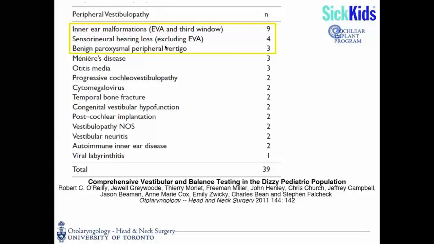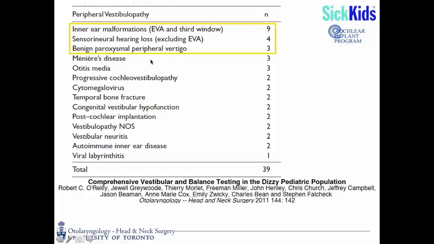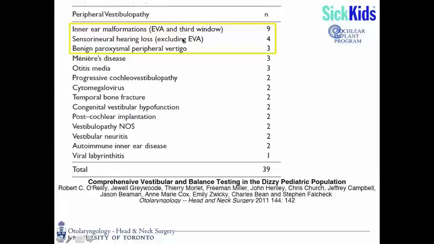We'll talk a little bit more about this in the next section about those etiologies of hearing loss that are very commonly associated with peripheral vestibular dysfunction. And then finally, benign paroxysmal peripheral vertigo. Again, certainly in Rob's cohort, these children are almost exclusively post-concussion.